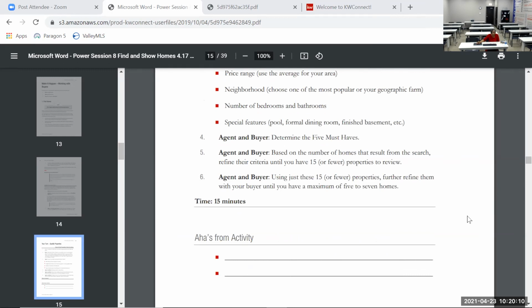And determine what are the must-haves. So yeah, play around with that idea. You can create your own scenario, but I want you to take some time to really play around in the MLS and get yourselves comfortable with it, because that is your lifeline. That is your lifeline.